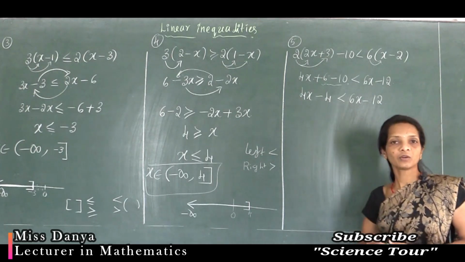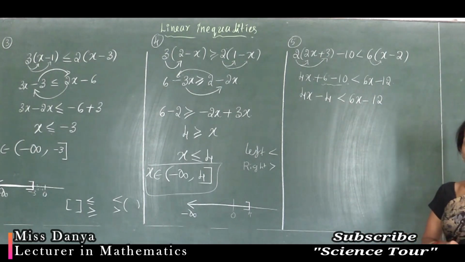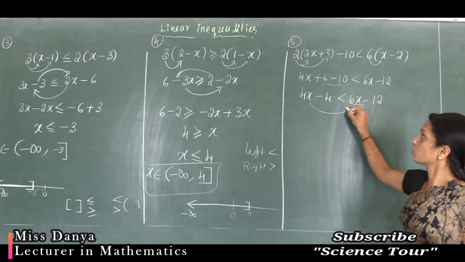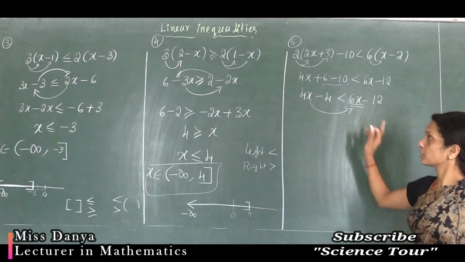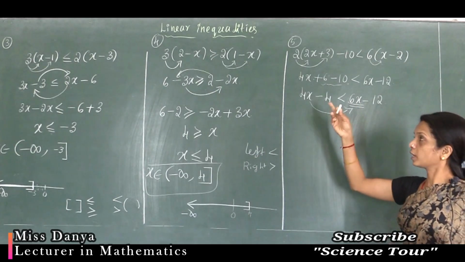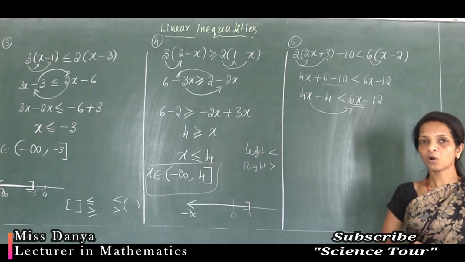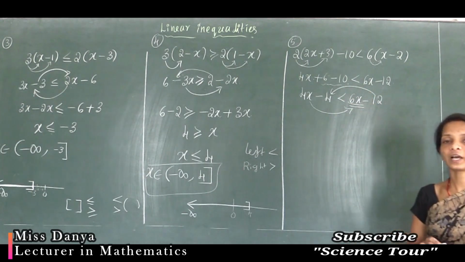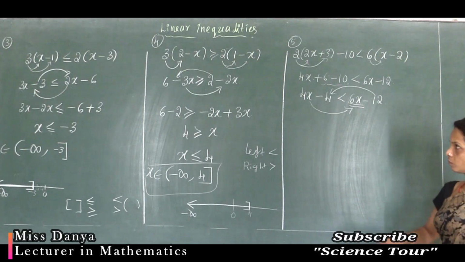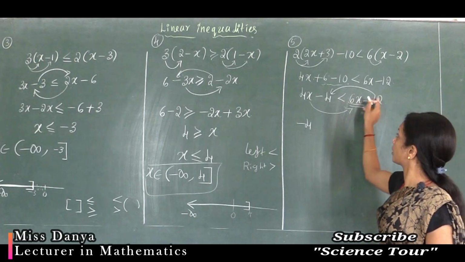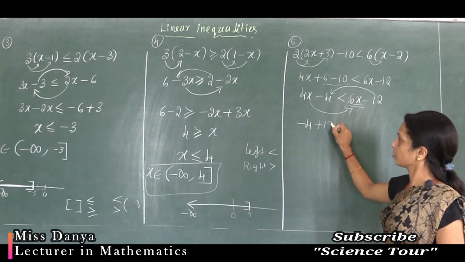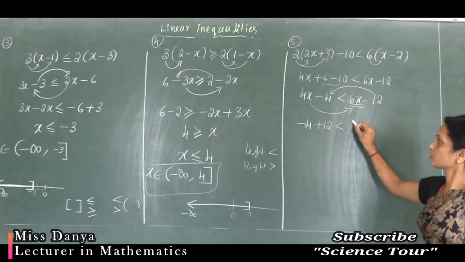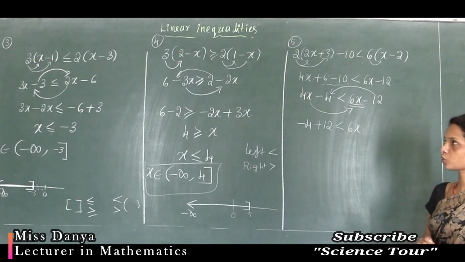Okay, now you see which side you have the larger x term. You have 6x, that is a larger x term. To that side, you have to shift this 4x. To that side, you have to shift all x terms, and to the other side, the left side, you have to shift all numbers. Already minus 4 is there. To that side, you have to shift the minus 12 as a plus 12. So now minus 4 I will write faster, and we are shifting minus 12 to this side as a plus 12, and the inequality symbol less than as it is, and the 6x is already there on the right side, so without change you have to write it.